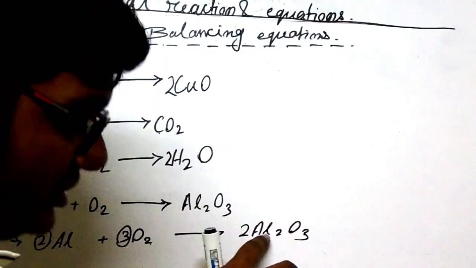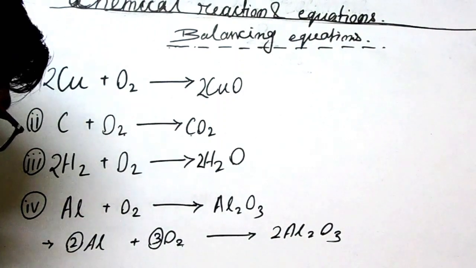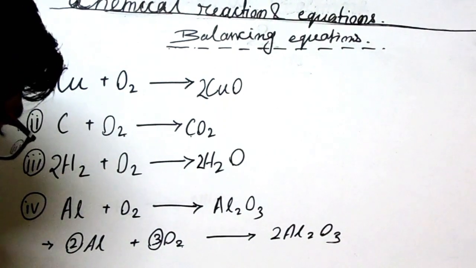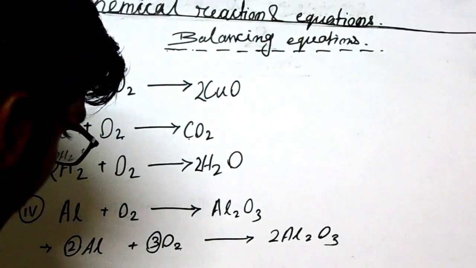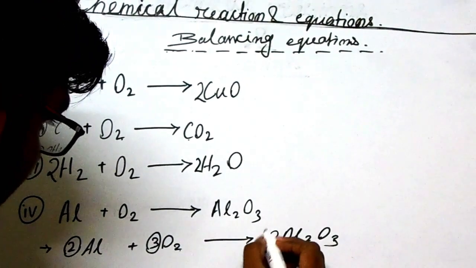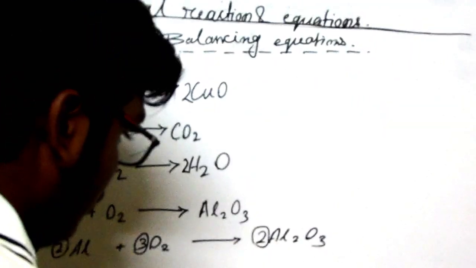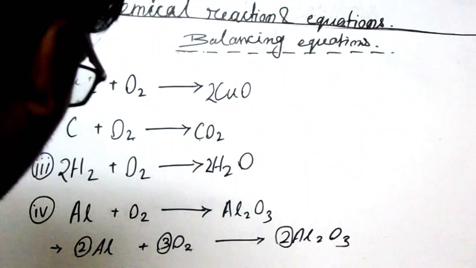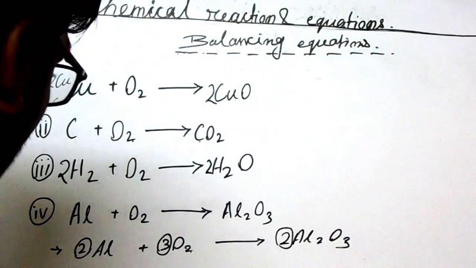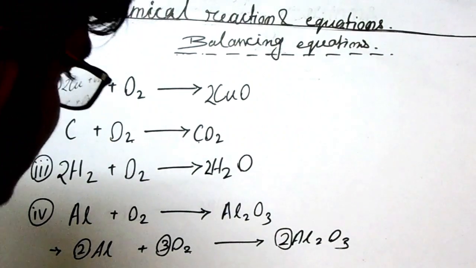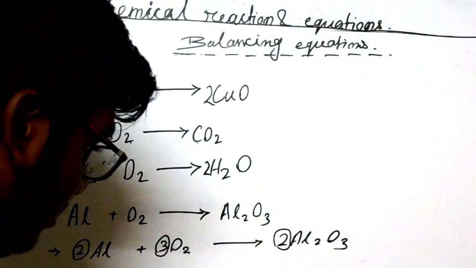But aluminium is becoming 4. Here we have written 2. 4 Al plus 3 O2 gives 2 Al2O3. Now it is balanced. Aluminium 4, aluminium 2 into 2, 4. Oxygen 3 into 2, 6. Oxygen 2 into 3, 6. Now it is balanced.